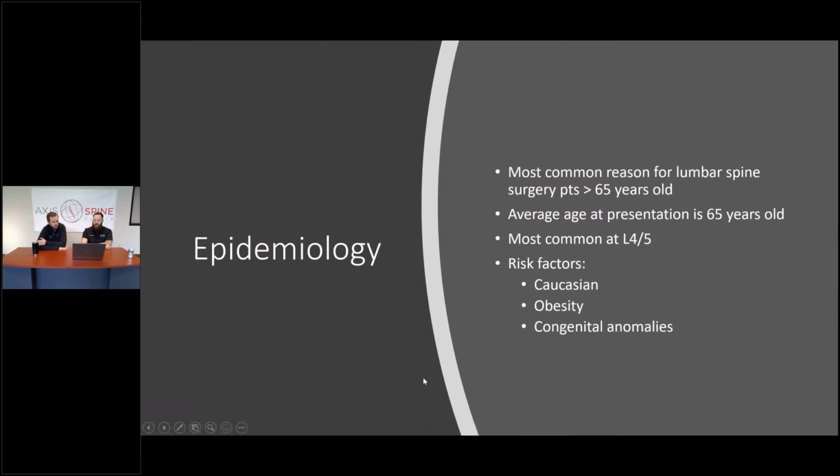Okay. So who gets spinal stenosis? It's one of the most common causes for lumbar spine surgery, and this is going to be in patients over 65 years old. That's also about the average age of presentation. So when patients start showing up with low back pain, and we'll talk specifically about the symptoms that we look for, that often happens around 65 years old, the start of the golden years.